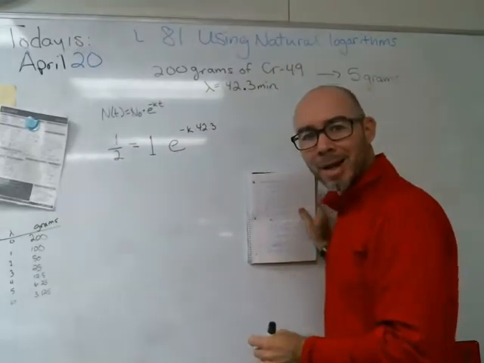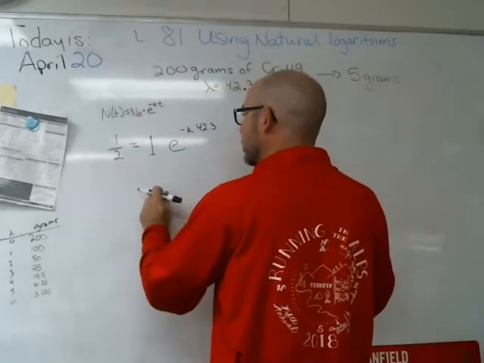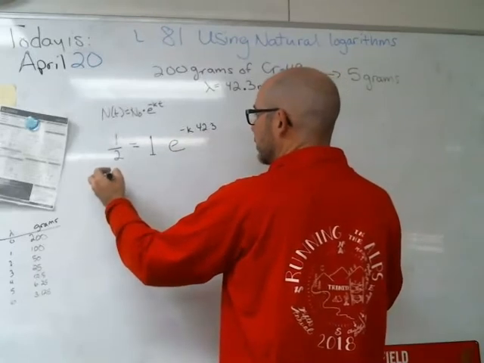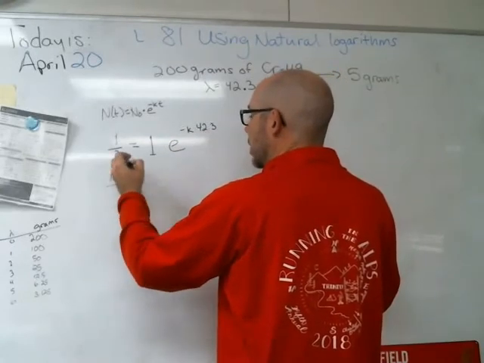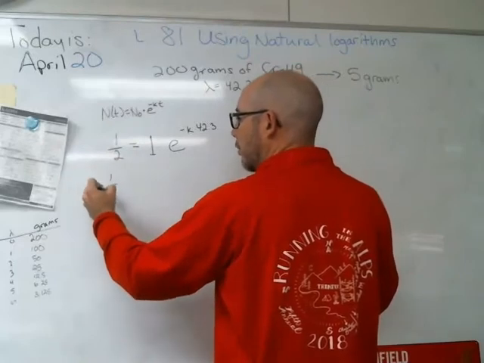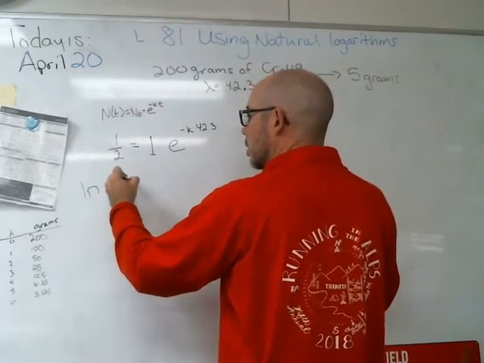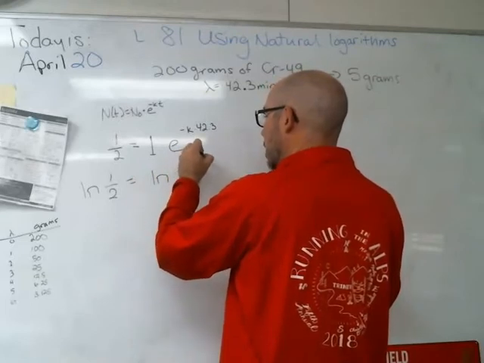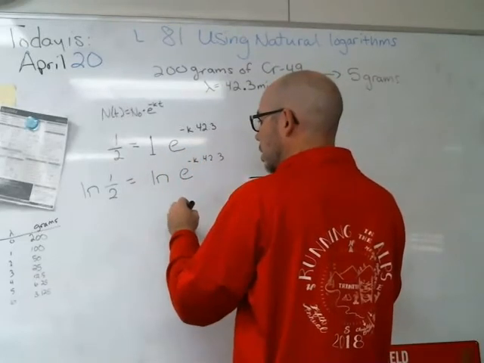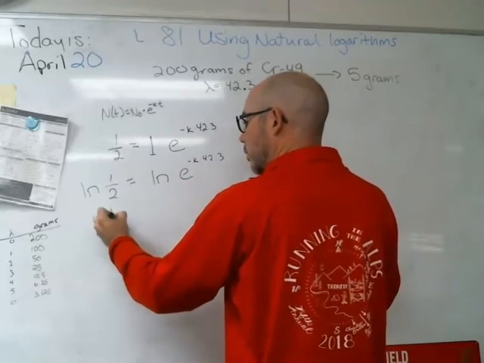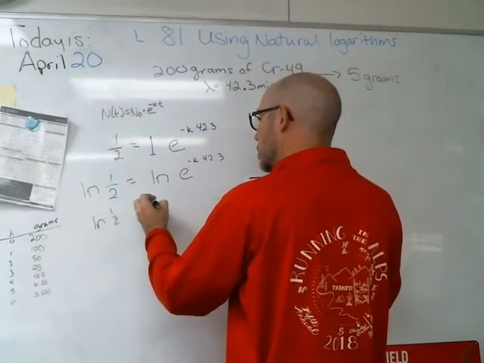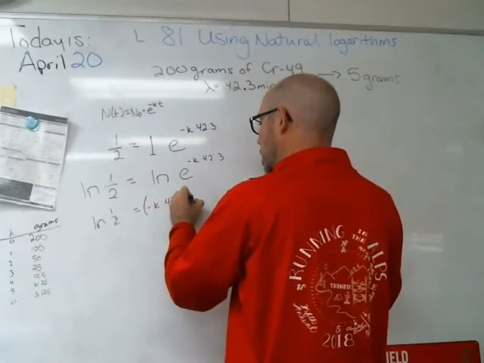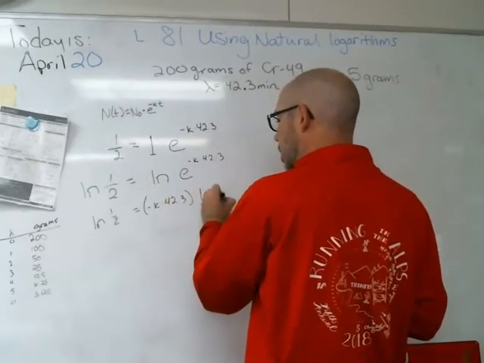That's our only unknown. So we start doing the math. I don't really need that one there. It's just kind of hanging out. I'm going to use the power rule to pull this down into the front. I'm going to take the natural log of both sides. I'm going to take the natural log of e to the negative k times 42.3. That's going to give me, whatever the natural log of 1/2 is, equals negative k times 42.3 times the natural log of e.